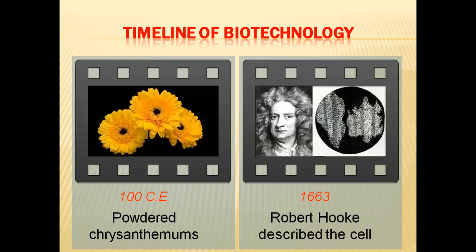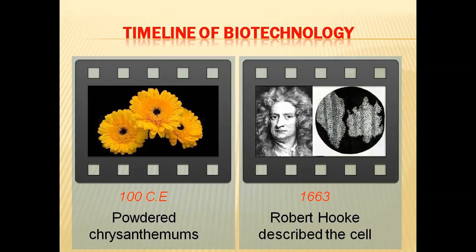And in the year 100, that means 1900 years ago, chrysanthemums were powdered and used in certain operations or activities. And in the year 1663, Robert Hooke discovered the cell. And so far, what happened till this year, 1663, was traditional biotechnology. In this, we need not apply the knowledge of genetics or any other modern biological knowledge. But now biotechnology has a lot of scope, and it is using the knowledge of modern biology, that means genetic science and molecular cell biology. All the knowledge of these fields is being utilized in modern biotechnology. So modern biotechnology is quite different from the traditional biotechnology.